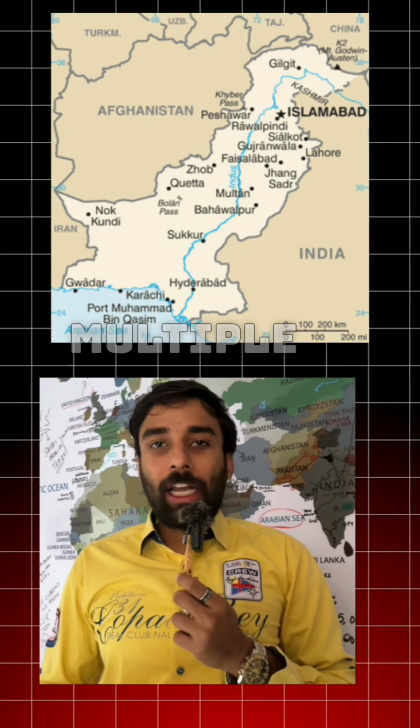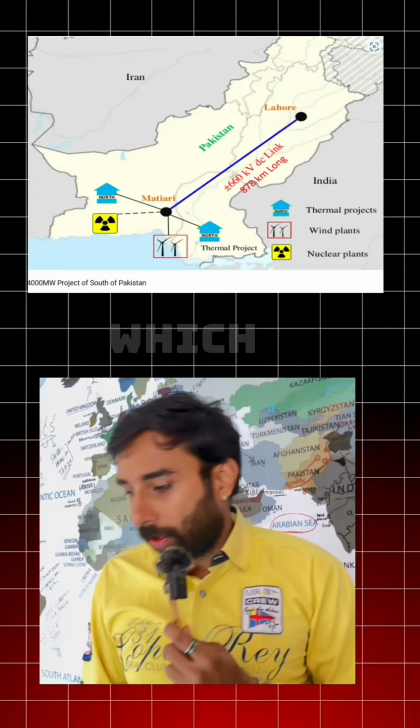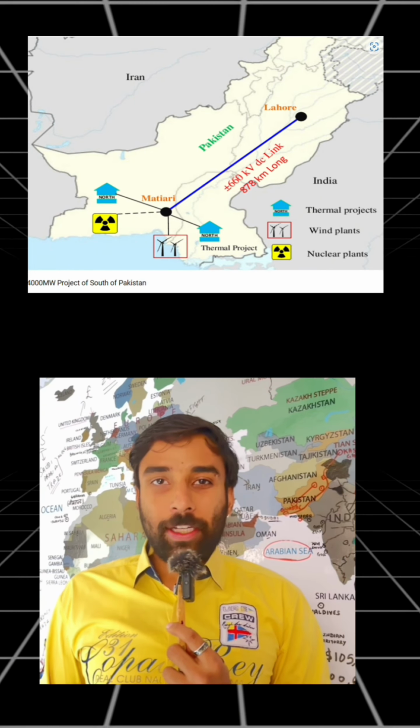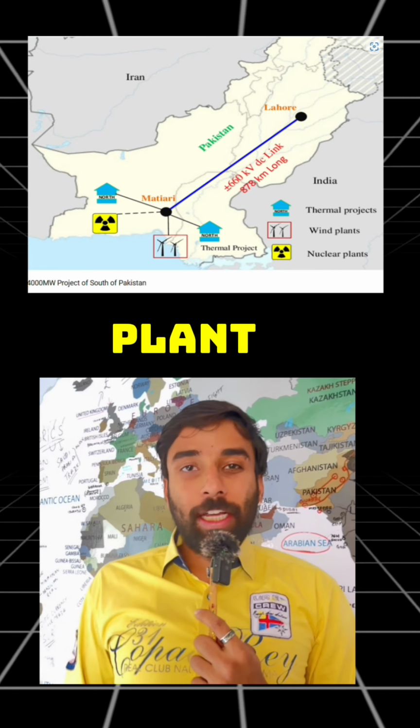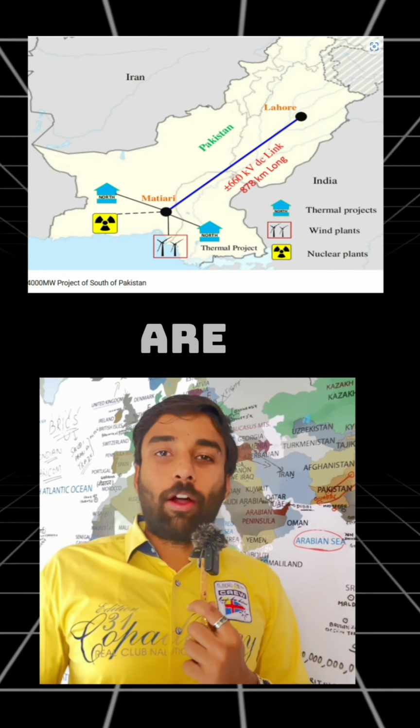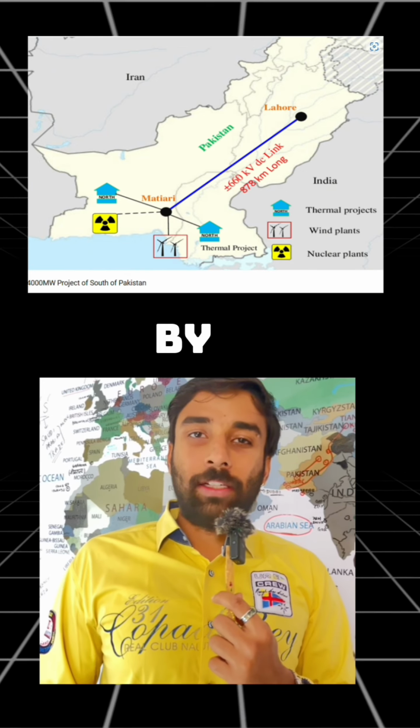Along with this, there are multiple projects which you can see right here: Muzaffargarh Thermal Power Plant Project, Karachi Nuclear Power Plant Project, Chashma Nuclear Power Plant Project, and Thar Integrated Coal Mine Power Plant Project. These are all owned and managed by China.